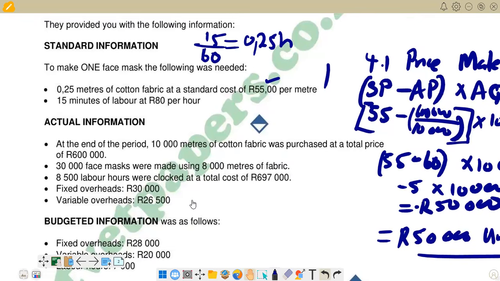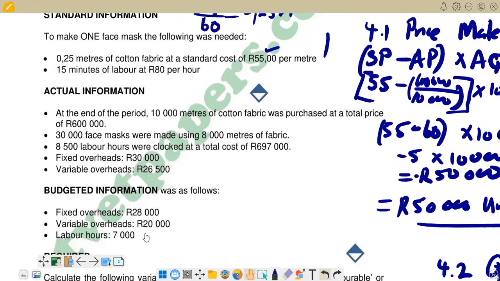You've got standard information, actual information, and also we have got budgeted information. So the figure that we are looking for is standard rate. Standard rate, we are going to get it under budgeted information. We have got variable overheads of 20,000, and also we have got labor hours of 7,000. So to get our standard rate, we are going to say variable overheads divided by our labor hours. 20,000 divided by 7,000.